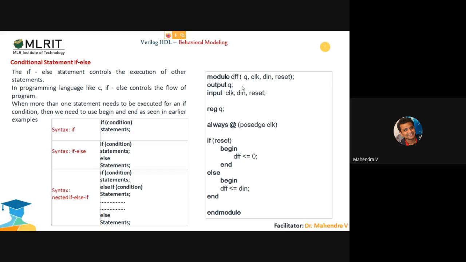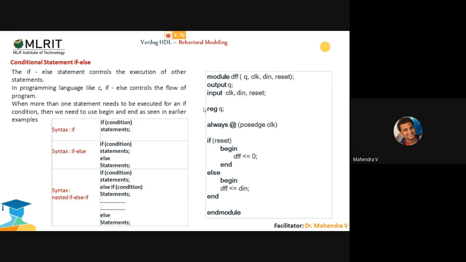Now let us look at the behavior of the D flip-flop. You know the D flip-flop output is equal to input. If input is 0, output is 0. If input is 1, output is 1. Same behavior here we can see. Or simply I can say Q is equal to D in. That will happen whenever reset is 0. Am I right? This is the program for the D flip-flop.